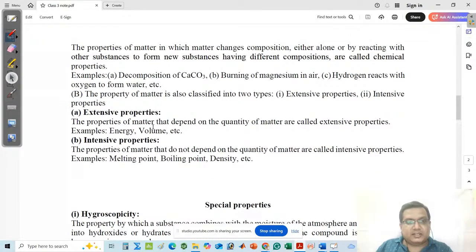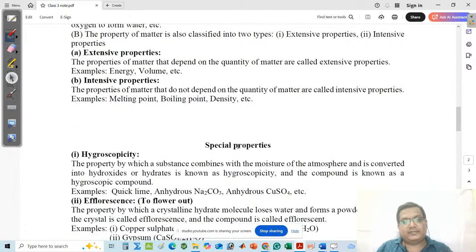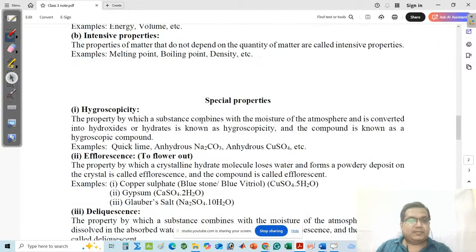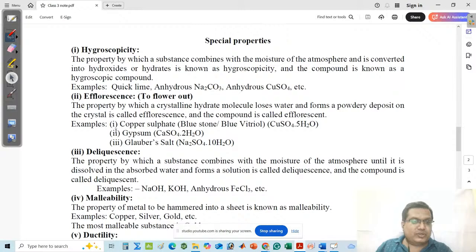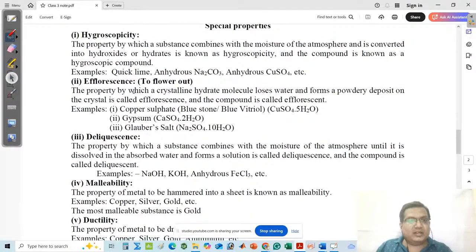Next, depending upon the quantity of matter, property can be classified into two types. One is the extensive property, another is the intensive property. Volume is an extensive property; melting point and boiling point are intensive properties. Next, I discussed some special properties, that is hygroscopicity, efflorescence, deliquescency.